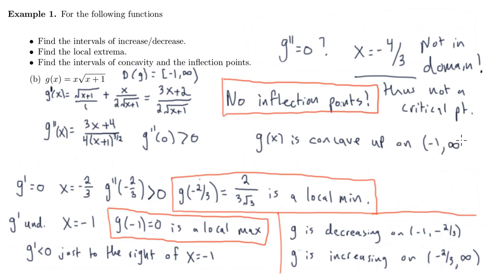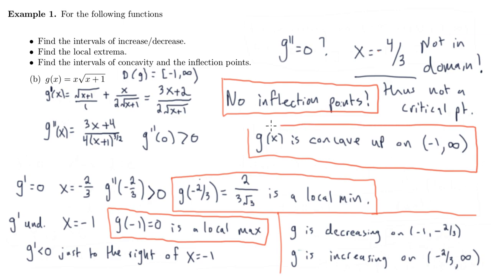Now, conventionally, we just include open intervals for concavity and increasing and decreasing, because it's a little ambiguous what we mean by the concavity at an endpoint of an interval. Okay, so g is concave up over its entire domain.